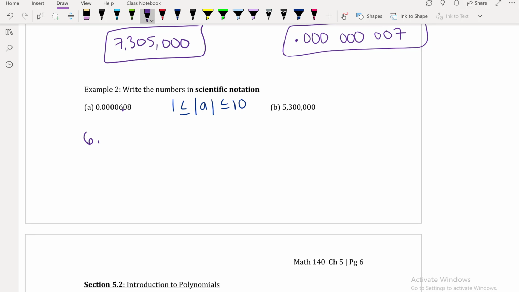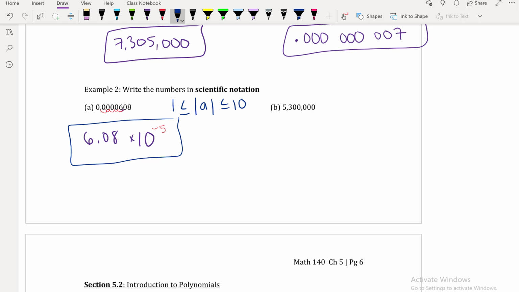So this would be 6.08 times 10. And now you're going to count how many spaces you went. You went over 1, 2, 3, 4, 5 spaces. So that exponent is going to be a 5. And notice how that number is less than 1. So you have to make sure that you write it as a negative 5. And so that will be my final answer.